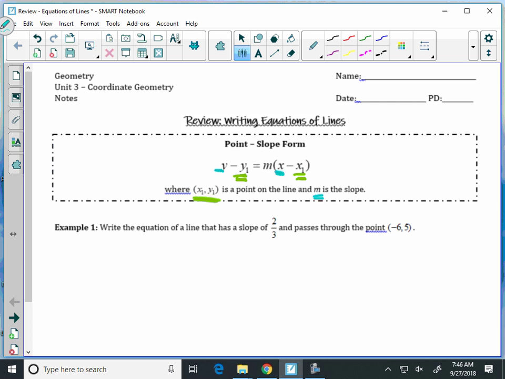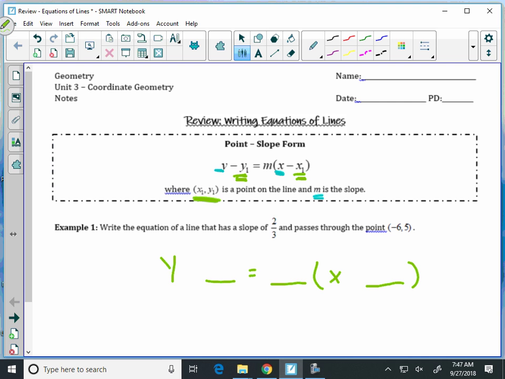It says, write the equation of a line that has a slope of 2/3 and passes through the point -6, 5. So I know I'm writing an equation of a line. Okay? So I'm going to write it as y blank is equal to slope times x blank. And I just have to fill in those blanks.